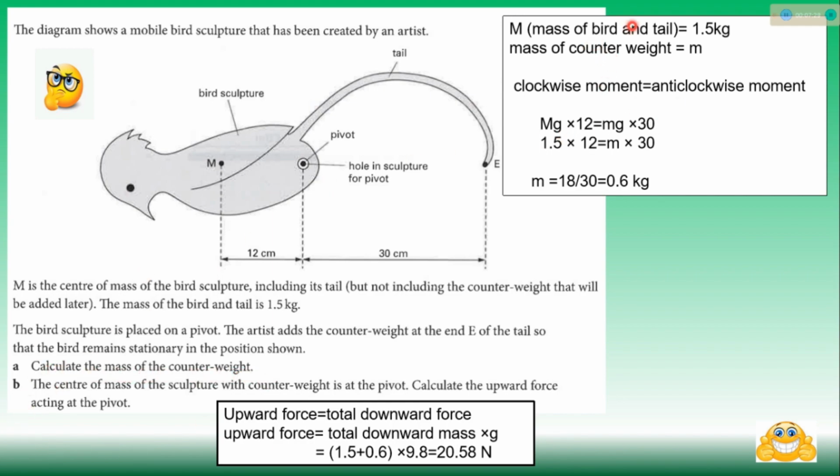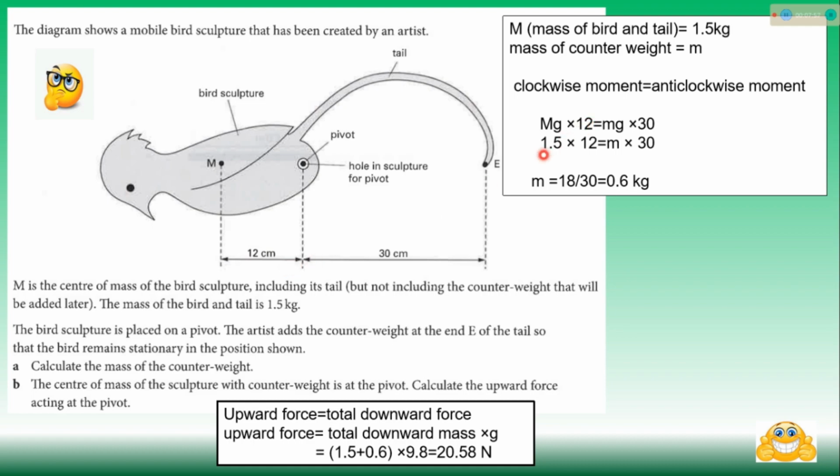So the mass of the bird and tail is 1.5 kg. Let's take the mass of the counterweight as small m. Clockwise moment is equal to anti-clockwise moment because the system is balanced. Moment is force multiplied by perpendicular distance. The force is mg multiplied by 12. The distance of the center of mass from the pivot is 12 centimeter, which is given.